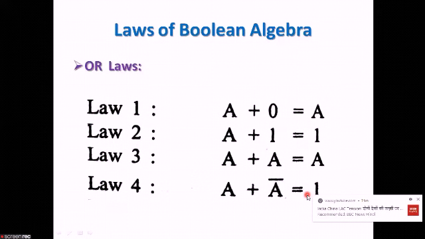Remember one thing, that the laws of the Boolean algebra are very important in the due course of the digital electronics course, because you have to remember each and every law, and these laws are also very important for the minimization techniques.